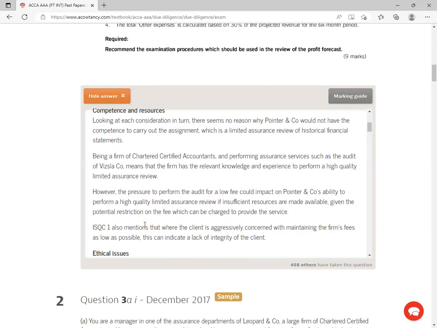So this quality control committee, number one, also mentions that where the client is aggressively concerned with maintaining the firm's fees as low as possible, this can indicate a lack of integrity of the client. It's dishonest people who would want, ladies and gentlemen, really to place you down there. Very honest people know the value of our accountants. They know that these auditors, when they come here, they're going to add value, and as such, we should be able to pay them according to the market rates. Something in this case that is what here? Reasonable. Something which is reasonable.